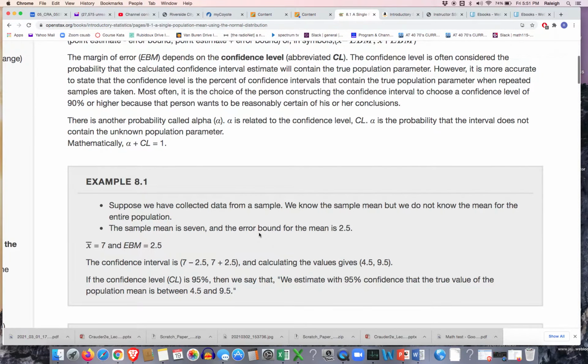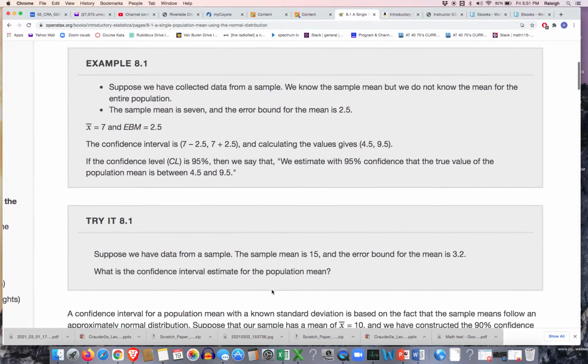It shouldn't confuse anybody. Here's an example. The book does have a few examples, maybe not as many as the other one, but it does have some. Suppose we've collected data from a sample. We know the sample mean, and we don't know the mean of the entire population. The sample mean is 7, and the error bound is 2.5. So this is a very simple one. Simply add and subtract 2.5. You obtain 4.5 up to 9.5 in interval notation, and you could say more formally that we estimate with 95% confidence that the true value of the population mean is between 4.5 and 9.5.